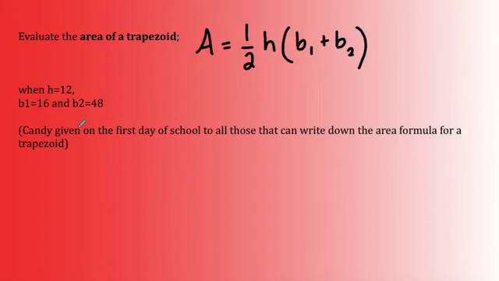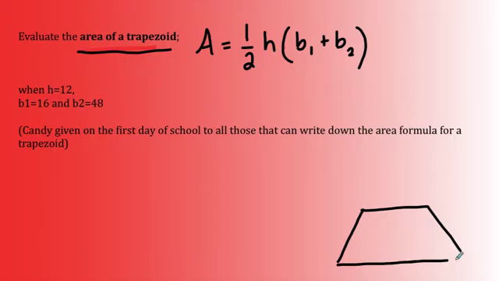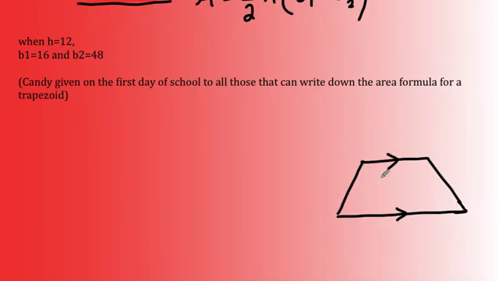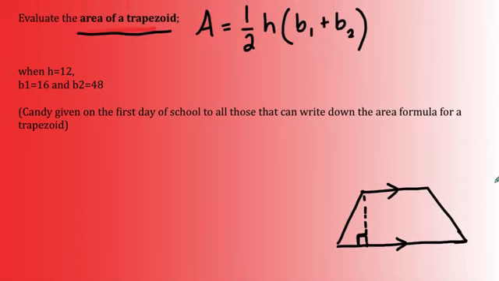All right, last one to evaluate. This one is called the area of a trapezoid, okay? The area of a trapezoid. So a trapezoid is a 4-sided figure, so it's a quadrilateral that has one pair of opposite sides parallel. That's a trapezoid. The height of a trapezoid is actually a perpendicular segment, meaning it creates a right angle with the bases. So that's the height of a trapezoid.